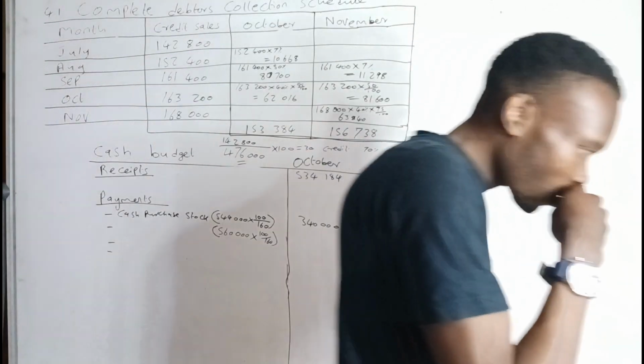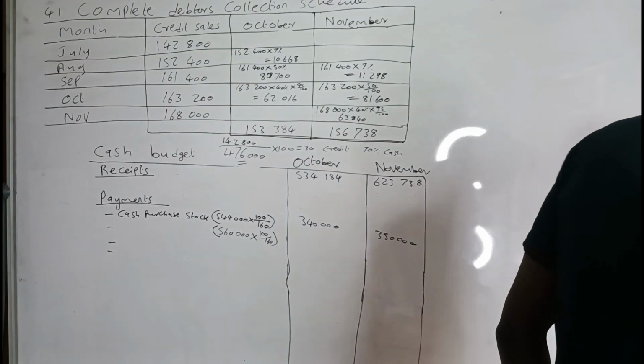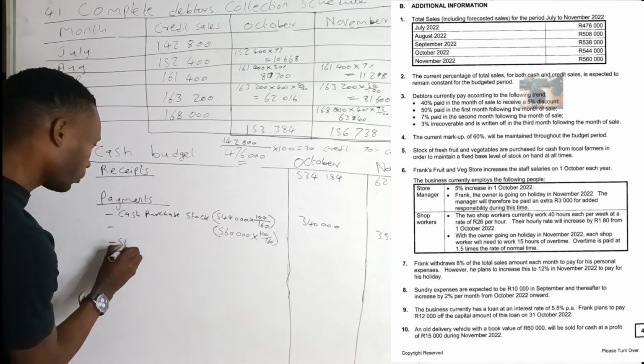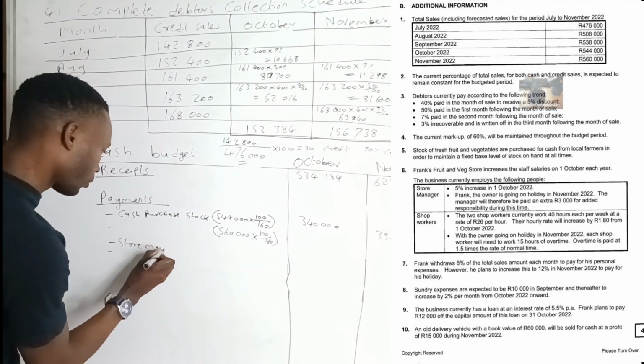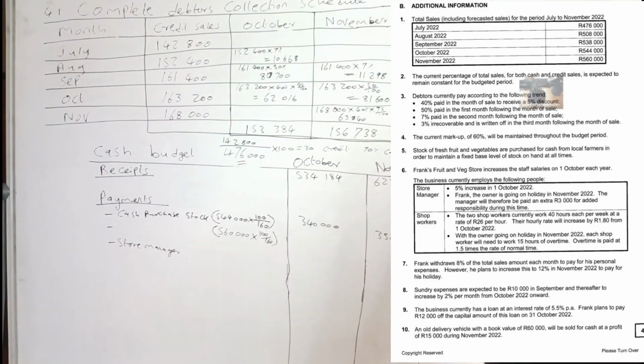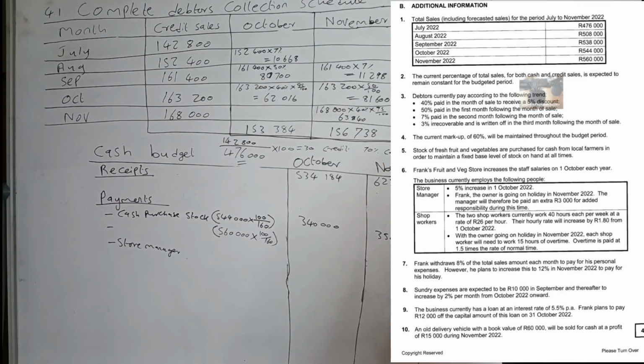Okay, then the following one, we have to do the salaries of the store manager. We have to go and read the transaction. Okay, a store manager in transaction number 6. The business currently employs the following people. A store manager, a 5% increase in October is going to happen. Okay, let's calculate for October first.